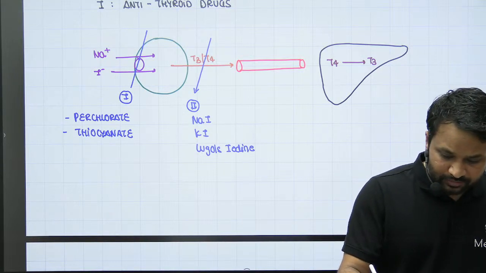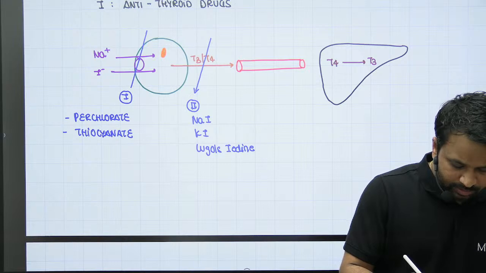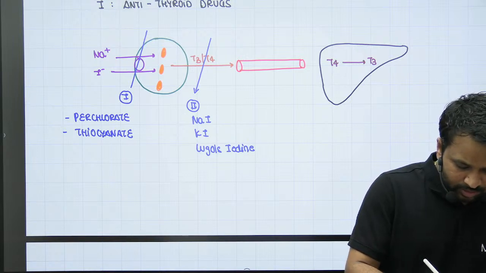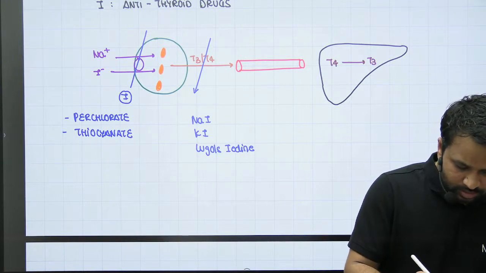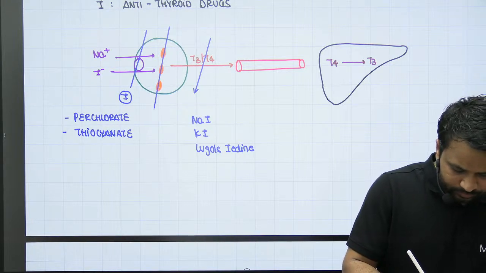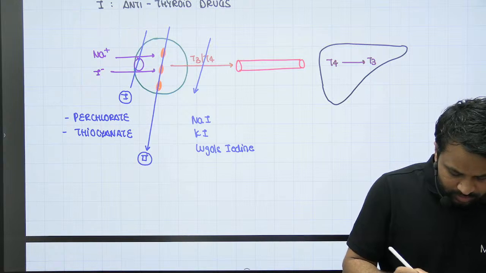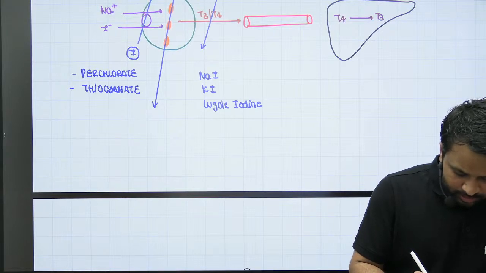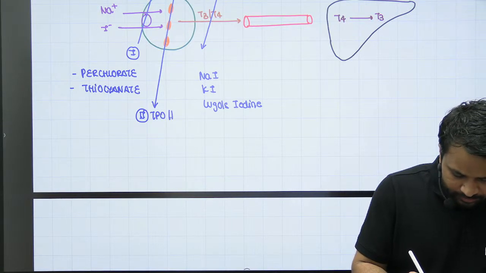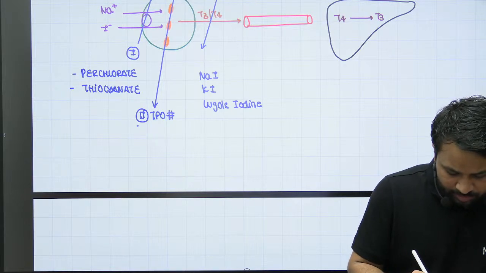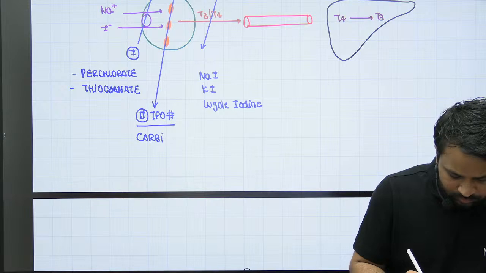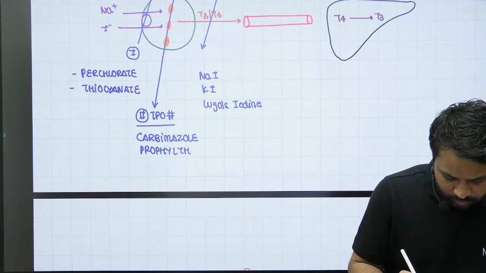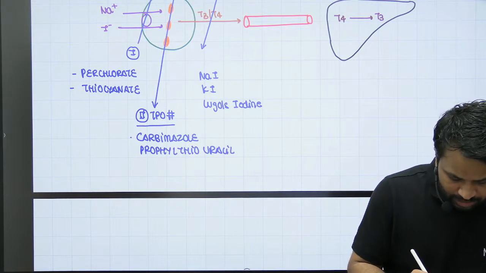In between that, you have the drugs that can inhibit the thyroperoxidase enzyme. These are the TPO enzymes which are present. So we'll take this as the class 2 drugs: drugs that inhibit the thyroperoxidase enzyme. These are your Carbimazole and propylthiouracil.